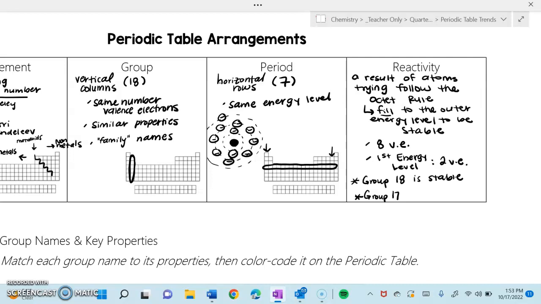And metals tend to lose electrons, and this is why. If you look at the Bohr model that I just drew, this has 1 valence electron. If I lose this electron, now I have a full shell in the previous energy level. So that would also be a way to have an atom following the octet rule. So group 17 is the most reactive nonmetal group. Group 1 is the most reactive metal group, since they are the closest to having an octet.